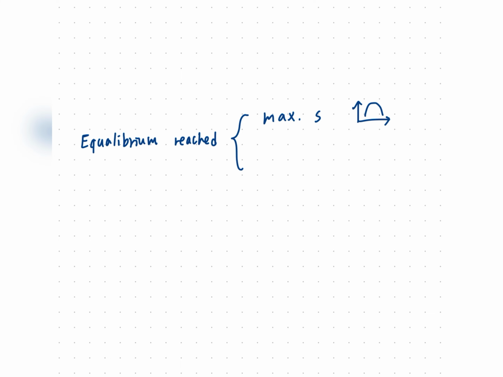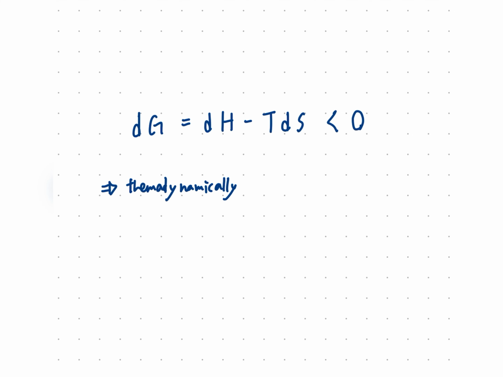Or in a system at fixed pressure and temperature, we look at if the Gibbs free energy is minimized, in which the first order derivative is 0 and the second order derivative is positive. If the overall Gibbs free energy change, dG equals dH minus TdS, is less than 0, we say the process is thermodynamically favored, or spontaneous.